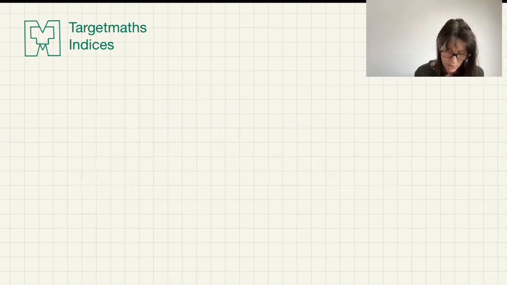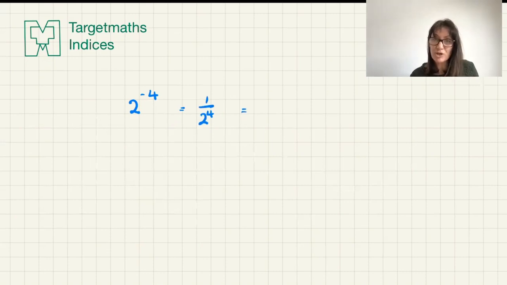Okay, let's do another one. Let's do 2 to the minus 4. Press play when you're ready. Okay, so I'm going to take my reciprocal, take the 4 with it, and then 2 times 2 times 2 times 2 is 1/16.